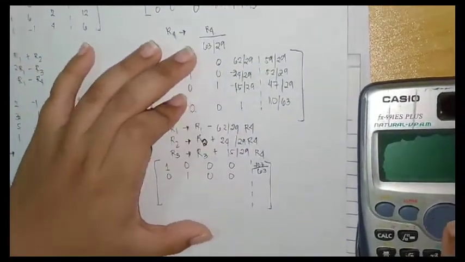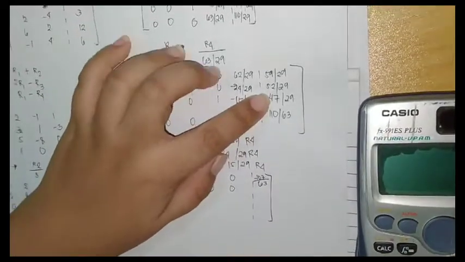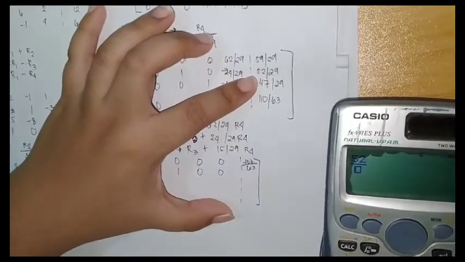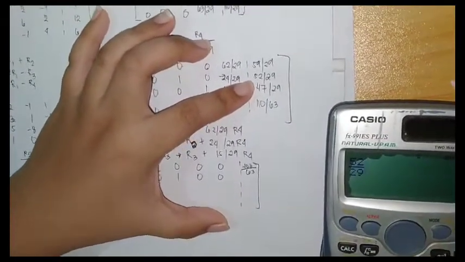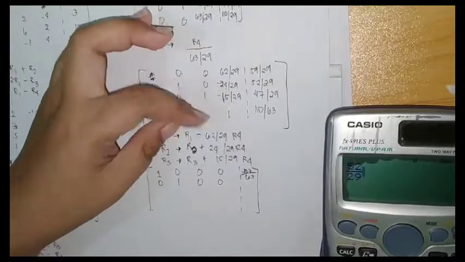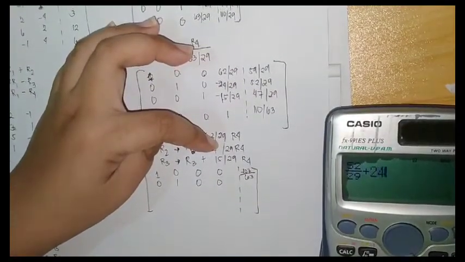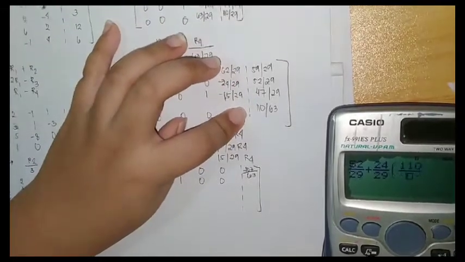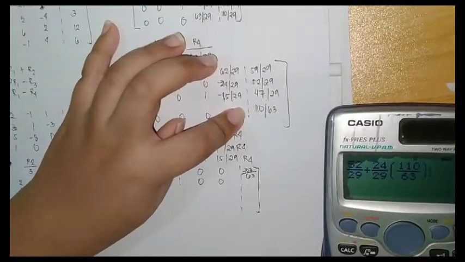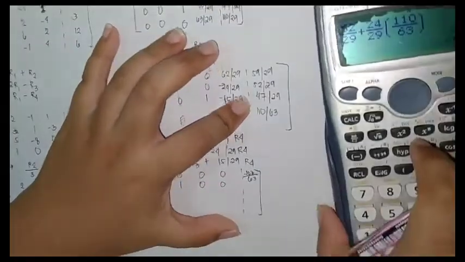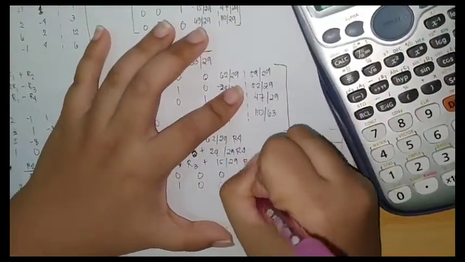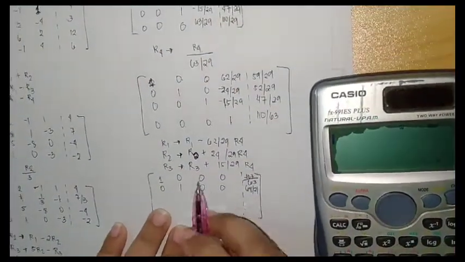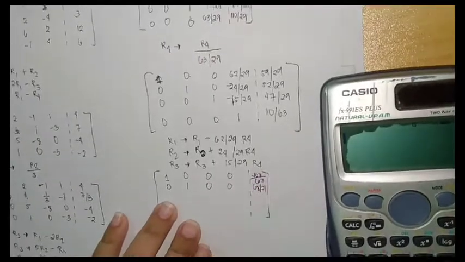So next, 52 over 29 plus 24 over 29 times R4, 110 over 63, is equal to 68 over 21.